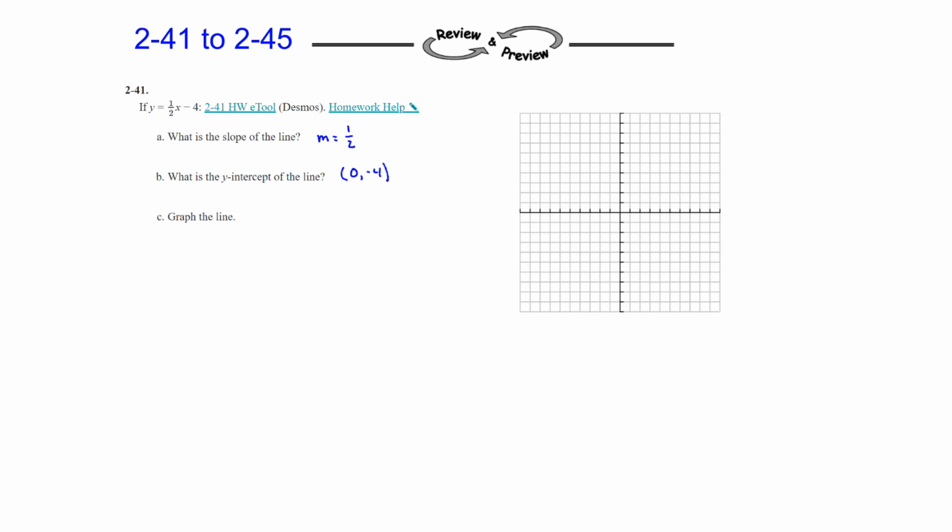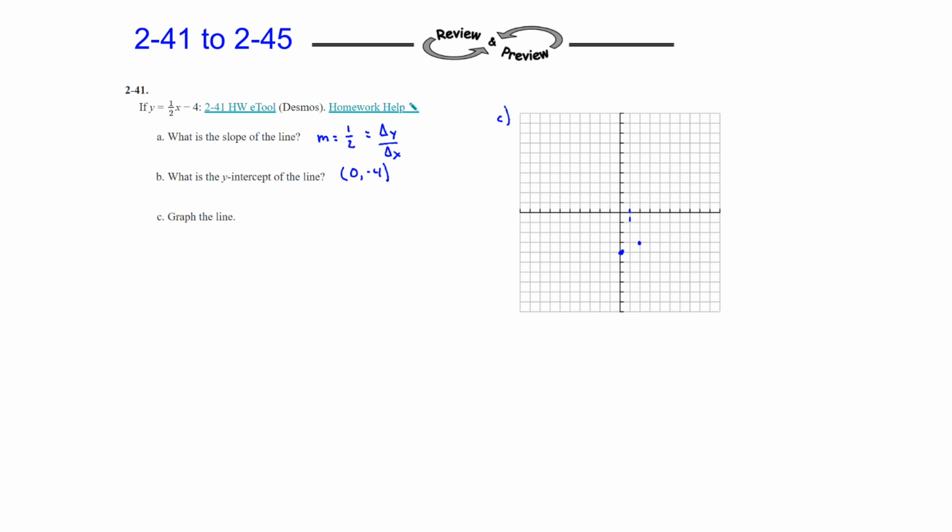And then part C, we want to graph that. So we want to plot the point first, because if we only do the slope, you can have a slope of 1/2 all over the graph. So right now we just want to plot the point (0, -4), which is our y-intercept. And then your slope is 1/2. So remember, that's your change of y over your change of x. So we're going to go up 1 and to the right 2.